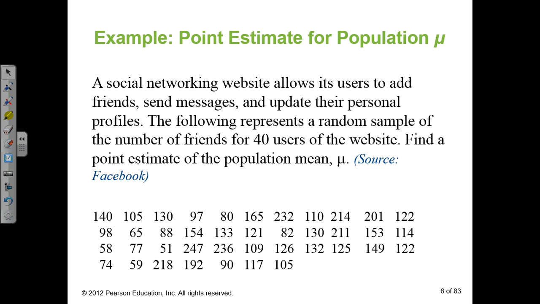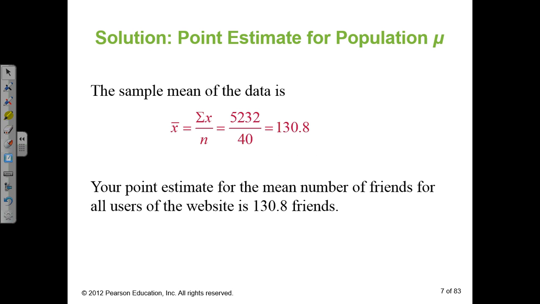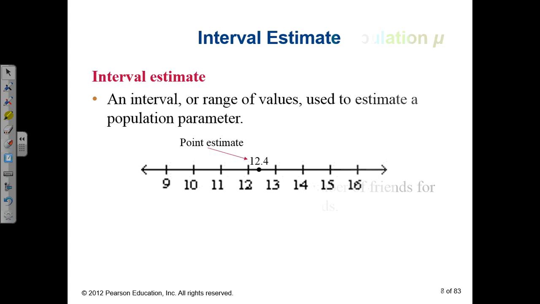So let's find the point estimate of the population mean mu. This example here is a social network website, and it represents the number of friends for 40 users of this website. We can easily find the sample mean by adding up all the numbers, dividing by the number of numbers, and we get a sample mean of 130.8. So that's our point estimate, or our starting point, to find the interval that includes the true population mean, the true number of friends for all users.